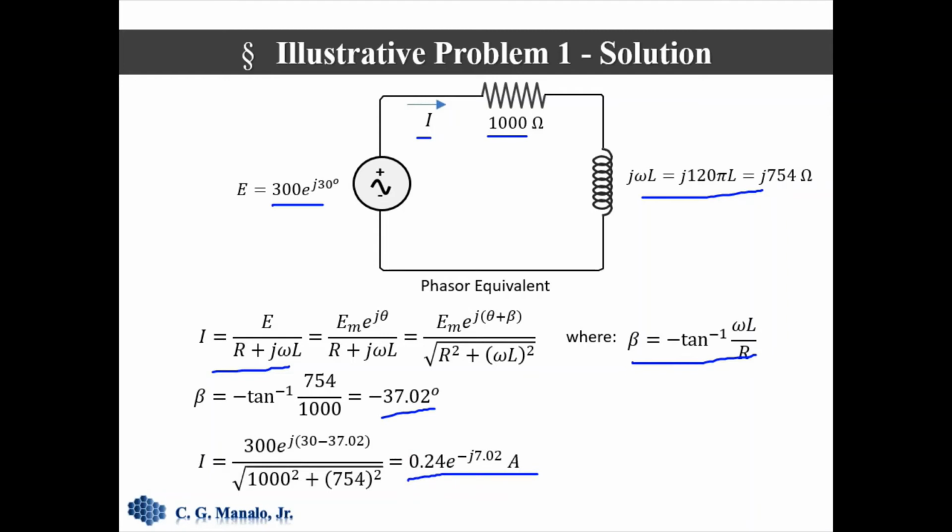And based on this result, we can get the time domain equivalent of the phasor I, which is actually this one. So I sub m here is really this number here. Omega is still the omega of the source, which is 125. Theta plus phi is negative 7.02 degrees.